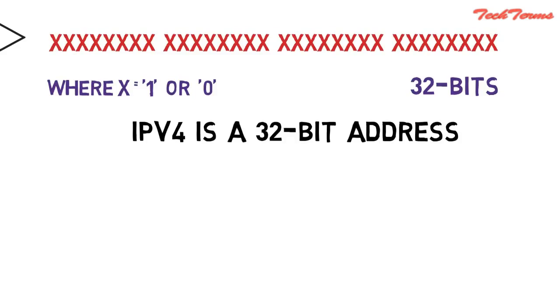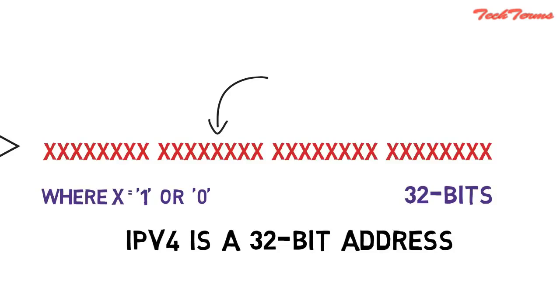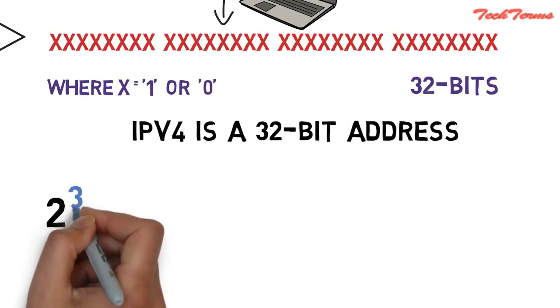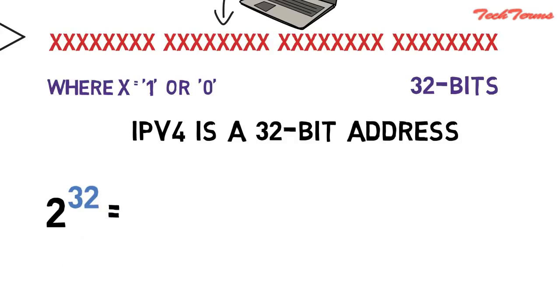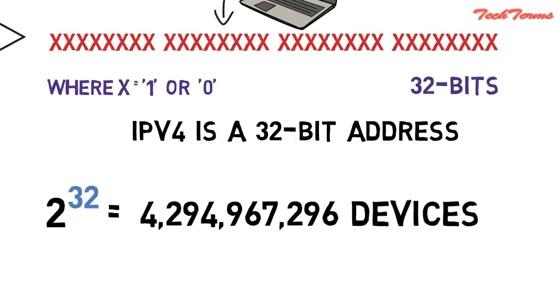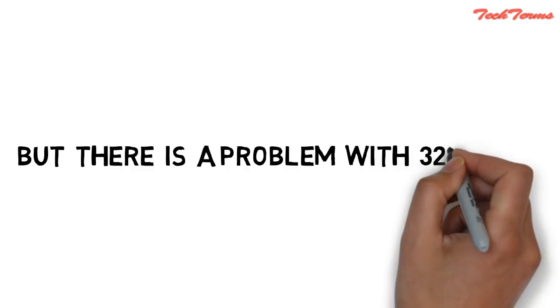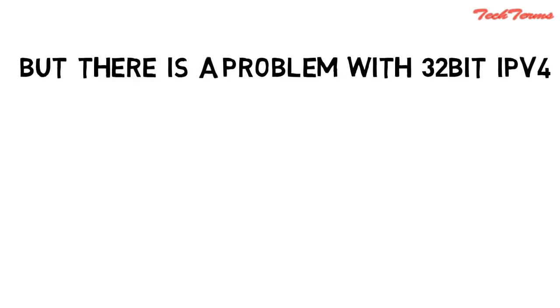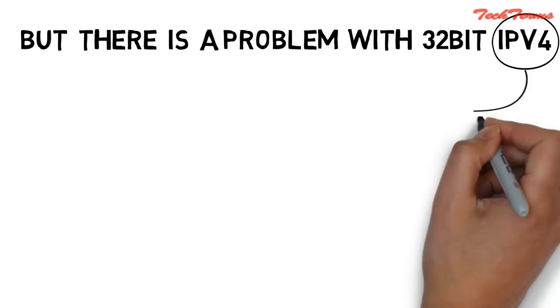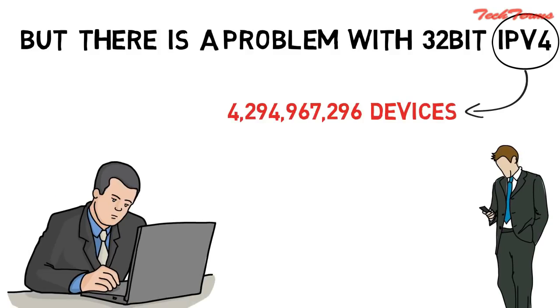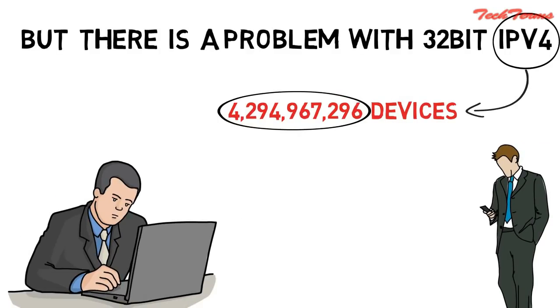In IPv4, a unique sequence of ones and zeros is assigned to each computer. Therefore, a total of 2 raised to power 32 devices, that is approximately 4 billion devices, can be addressed and connected to internet with IPv4. But there is a problem with this 32-bit IPv4 address. With IPv4, we can connect only this amount of devices to internet. But these days, we have devices like computers, smartphones, far more than 4 billion.